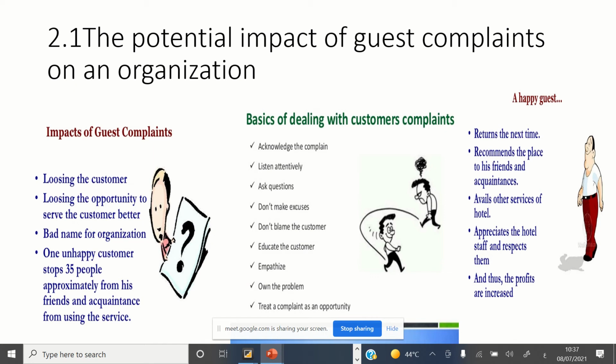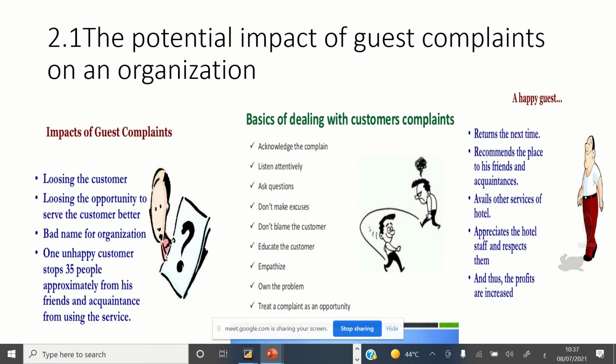For any complaints made by the customer, we might lose the customer, we might lose the opportunity to serve him, we might lose the good name for the organization. In this way, we're reflecting the bad name, the opposite thing. We can see one unhappy customer will stop at least his friends and family from going to the same hotel.